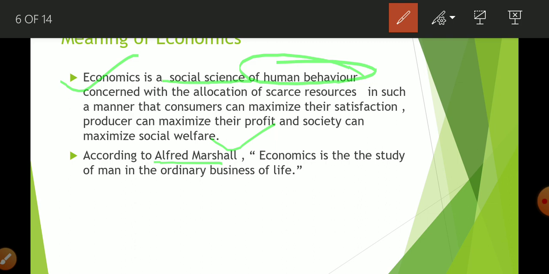Economics is a social science of human behavior, concerned with the allocation of scarce resources. What is the meaning of allocation? Allocation is related to use. When we are using anything in the best way, then it is known as allocation of resources.